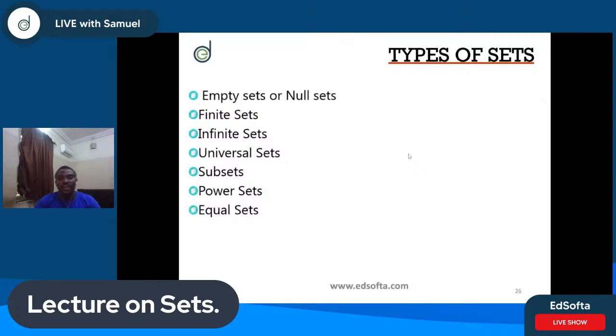So there are different types of sets. We are going to take each type of set and talk a bit about each of them, so that we can understand more and better. The first set we're talking about is the empty set, or null set.